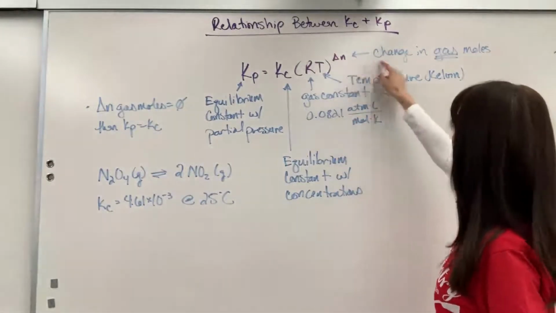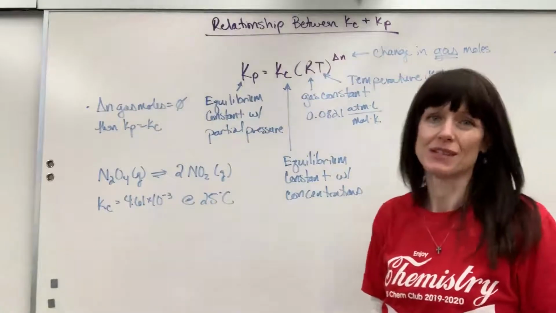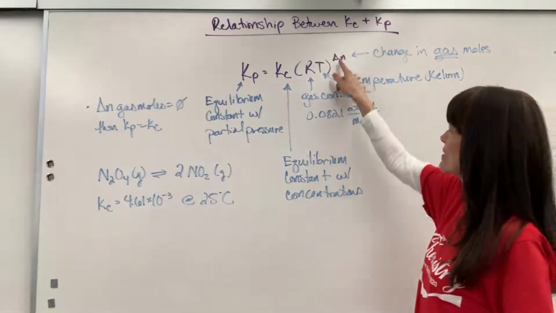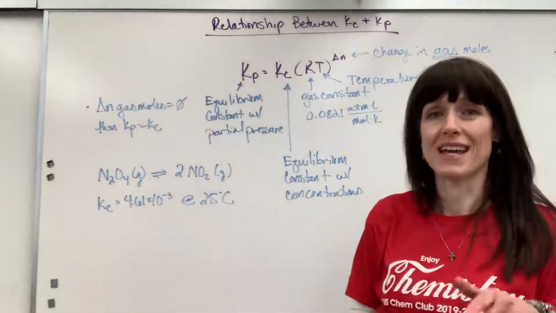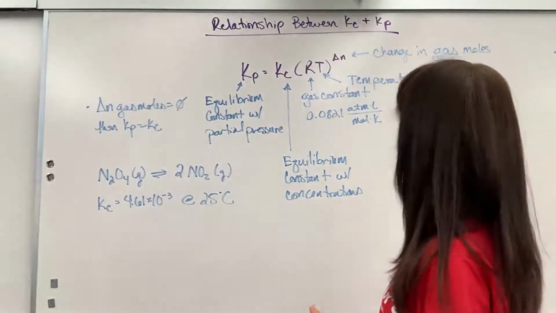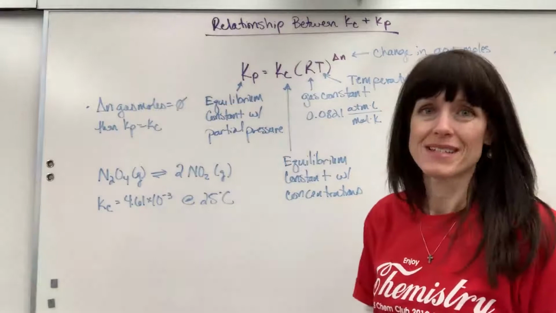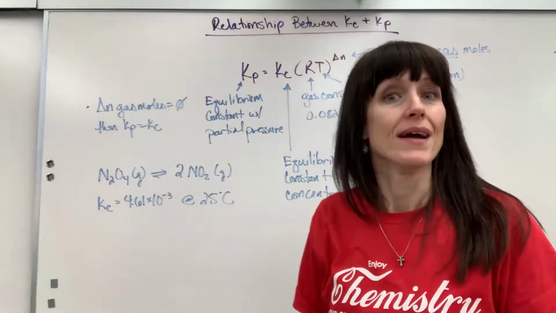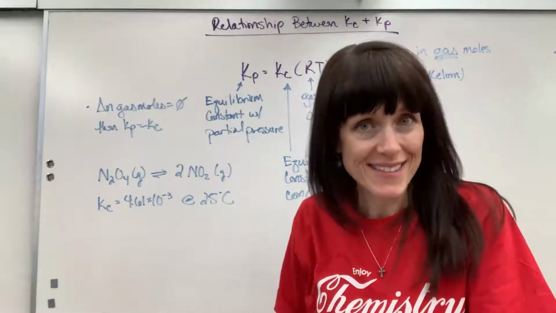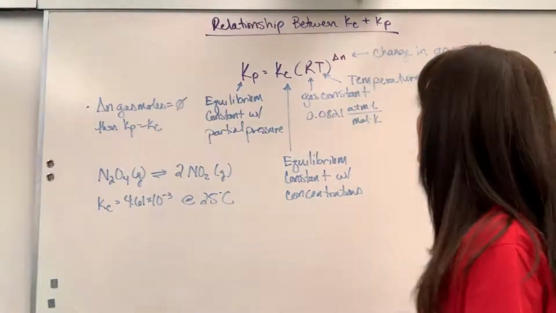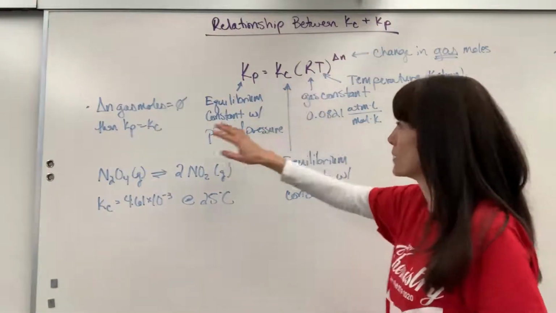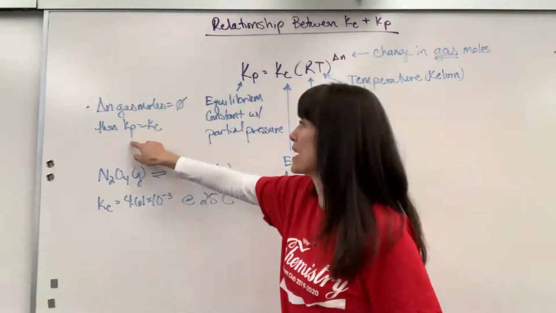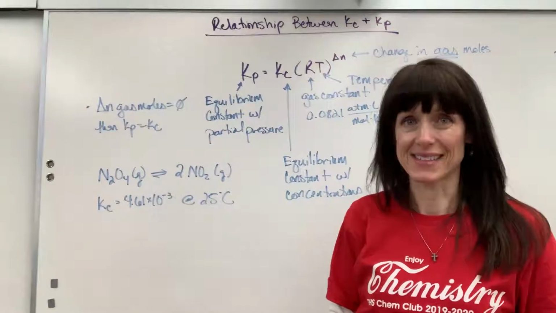And then that delta N, again, really important, it's going to be a change in gas moles. I do want you to notice, if you have a delta N of 0, say that you have one gas mole, so 1 minus 1 is 0. Anything raised to the 0 power is 1. And so that would be Kc times 1, which means, I put it right over here, if the change in gas moles is 0, then Kp equals Kc.